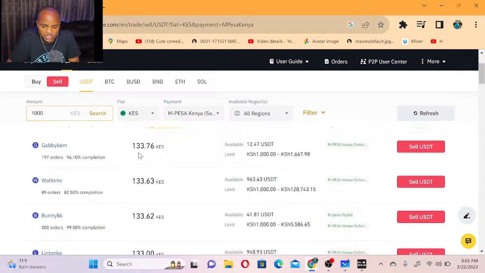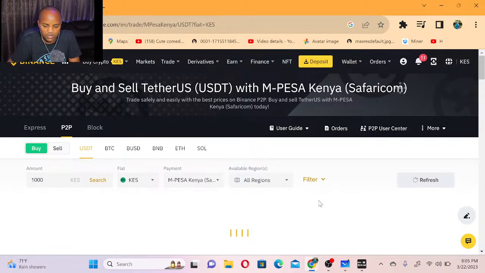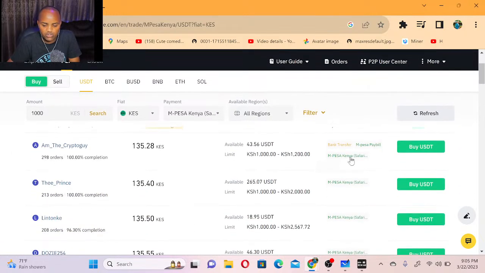So I'm going to be selling to this one. You can see the buying and selling prices are different. That's why you cannot make money by selling and buying on P2P unless you are a P2P merchant. That's why these people make money from this difference. If you can become a P2P merchant, then you're going to make money. You can see if you want to buy, you buy at 135, and when you want to sell, you sell at 133.